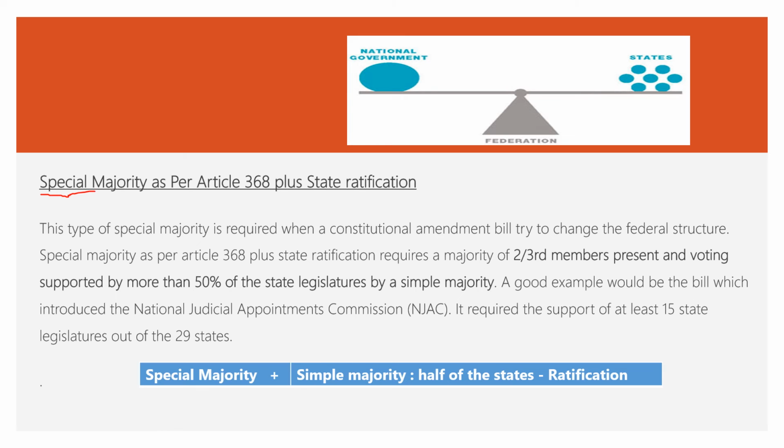When you see special majority in constitutional amendments, we need to think about those two criteria, that is more than 50% of members support and also 2/3 of members present support at that point of time. I have given it in the table previously, so you can go and check there. That is how it works. And also the simple majority of states, half of the states need to give their ratification, and it works when we try to change any federal provisions.